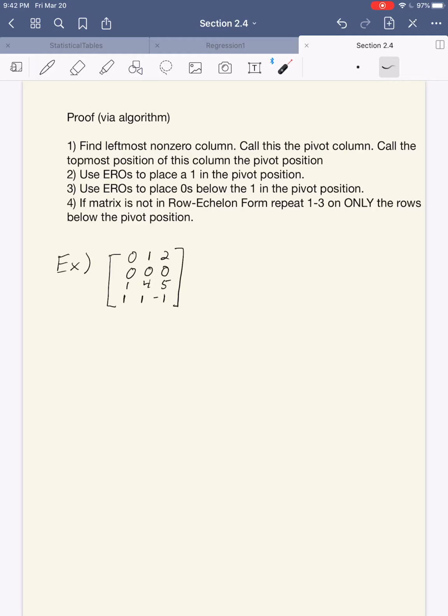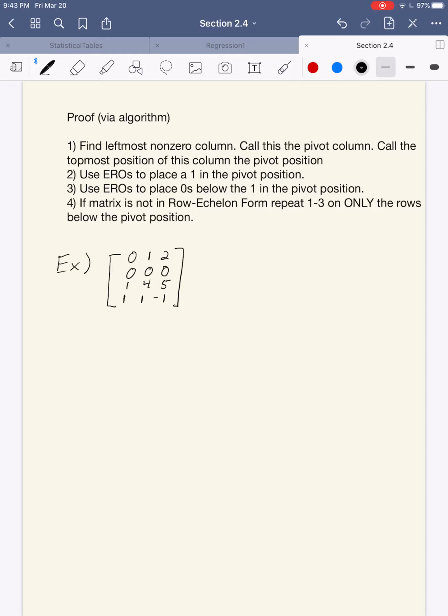So notice that these first 3 steps basically get us a leading 1, and then zeros below that leading 1. Then if that does not put the matrix in row echelon form already, we repeat those steps, but only on the rows below the pivot position. So we work from the top down, slowly taking column by column until we have it in the right format. Your book goes through, again, a very, very detailed proof of why this algorithm will always result in a row echelon matrix. But I hope as you do more examples of this, you can see that this process is going to work.